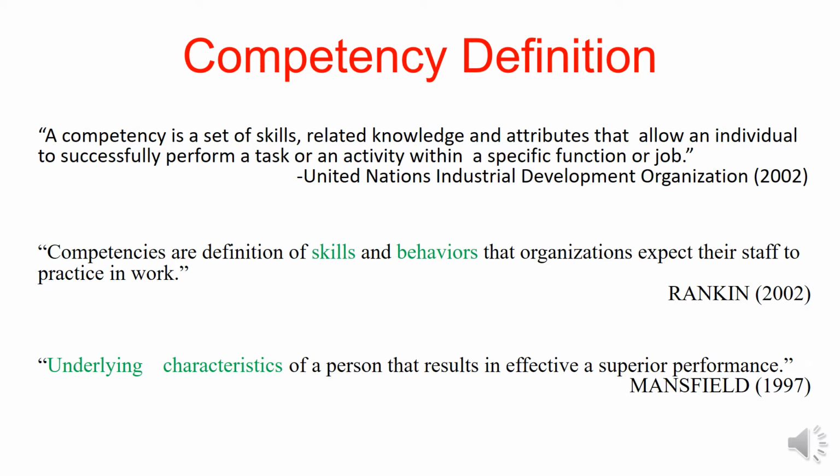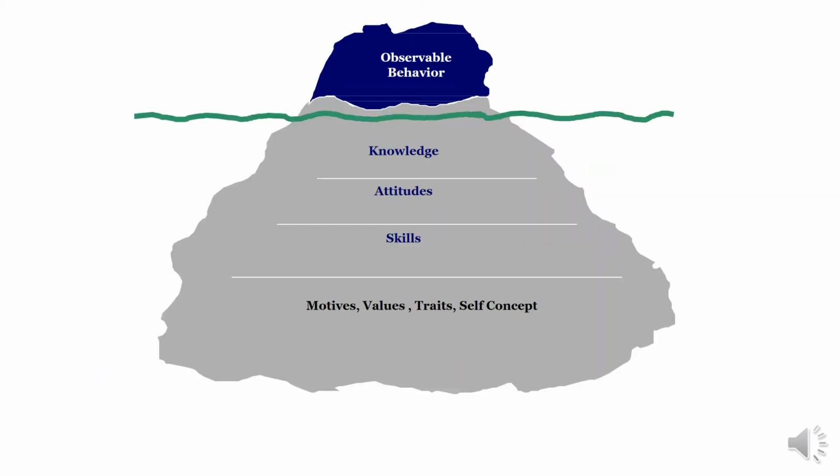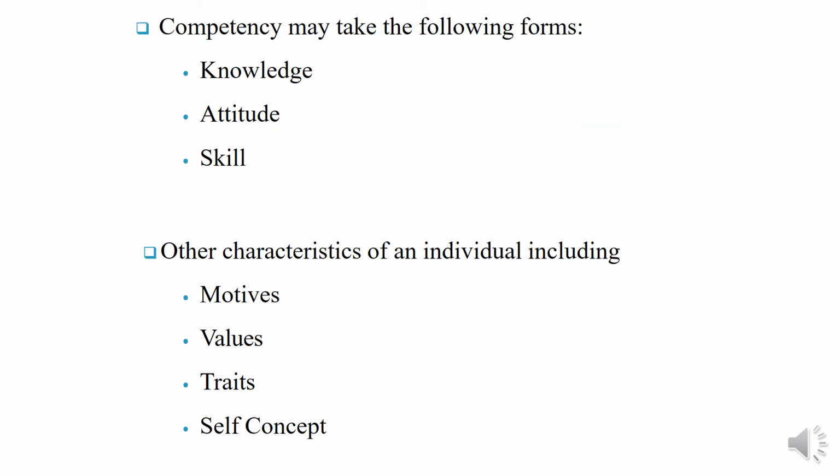Mansfield, five years earlier than 2002, in 1997, stated underlying characteristics of a person that result in effective or superior performance. So, pictorially, if you want to represent it, it is KSAs: knowledge, skills, and attitude. And then the concept of other characteristics like motives, traits, values, and self-concepts, which build up the foundation of our observable behavior, that is, what we display in our social dealings and day to day activities.